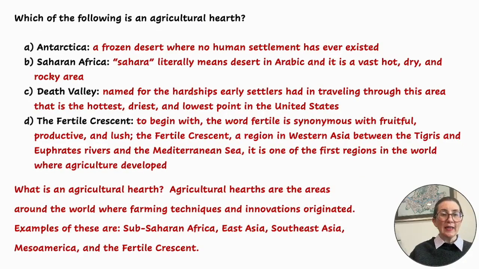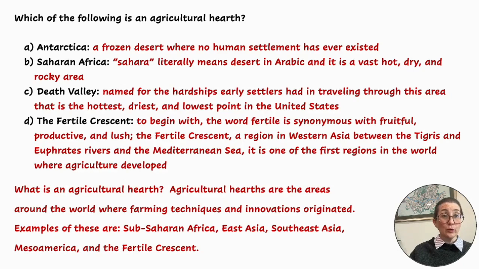Which of the following is an agricultural hearth? Let's first define agricultural hearth. These are areas around the world where farming techniques and innovations originated. Examples of these are Sub-Saharan Africa, East Asia, Southeast Asia, Mesoamerica, and the Fertile Crescent. Now let's look at our answers.